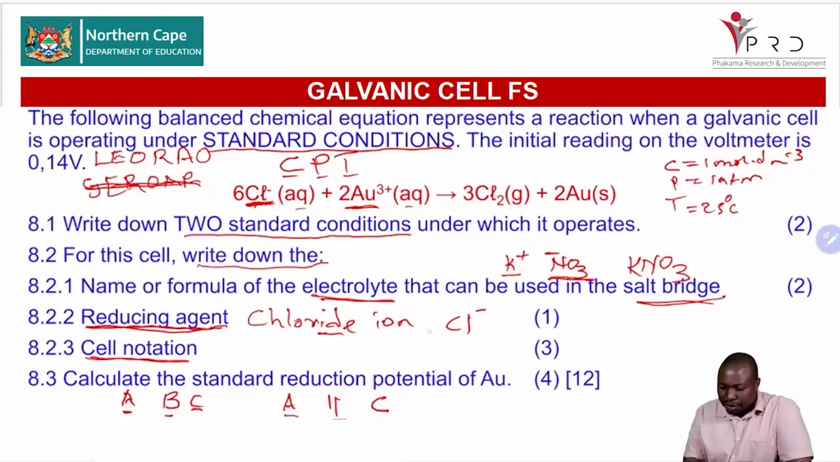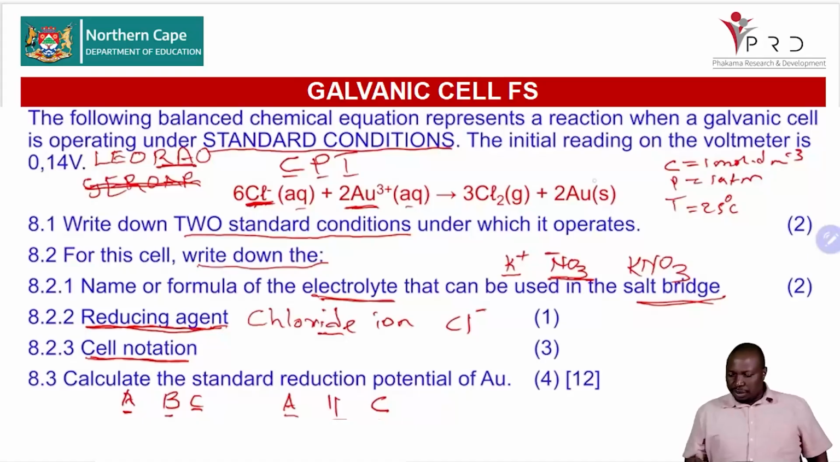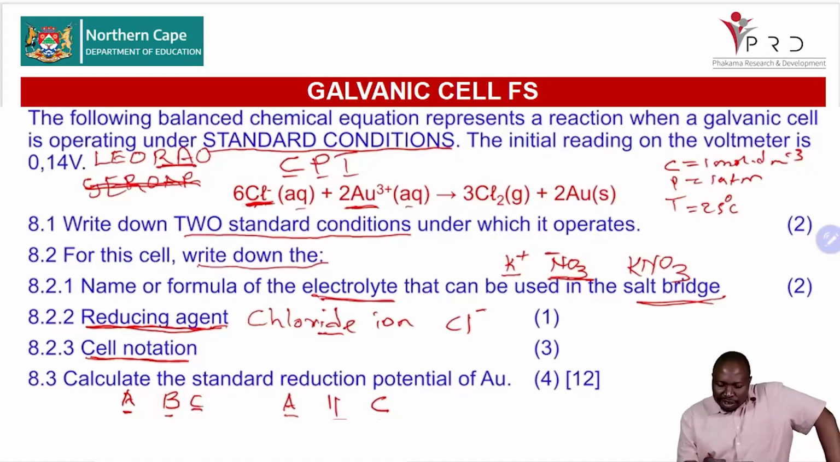So already you have seen that at the anode side, you said chloride ion is the reducing agent, which means it's the one that is going to lose electrons. So chloride ion is going to lose electrons, which means we have Cl- becoming Cl2. So that's 6 Cl- becoming 3 Cl2. So that's how the electrons were lost. So at the anode, we are losing electrons. Where we have loss of electrons, that is our anode.